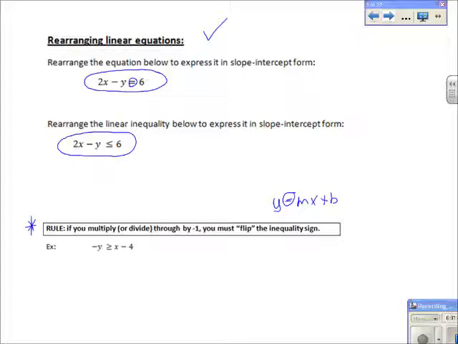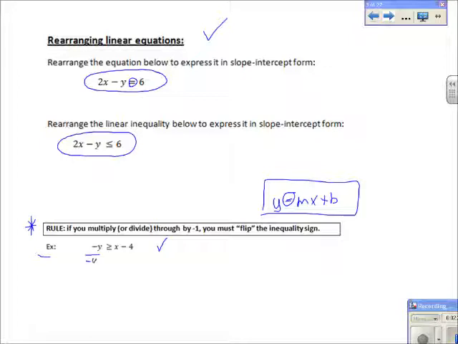Let's look at this example right here. I've got negative y is greater than or equal to x minus 4. It's in y equals mx plus b form because I've got y first, then x, then the number. The problem is that negative sign in front of my y. Slope intercept form looks like this, and I always have to have a positive y on its own. So I need to get rid of that negative sign. I can multiply through by -1, or I can divide by -1. I'm going to divide by -1.